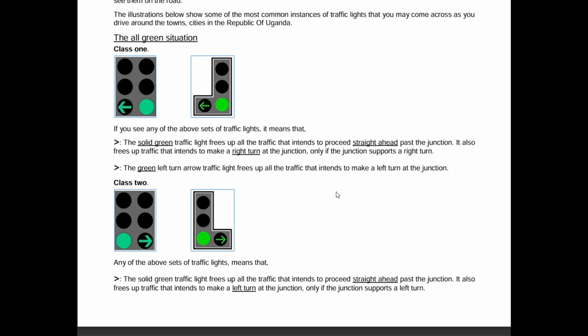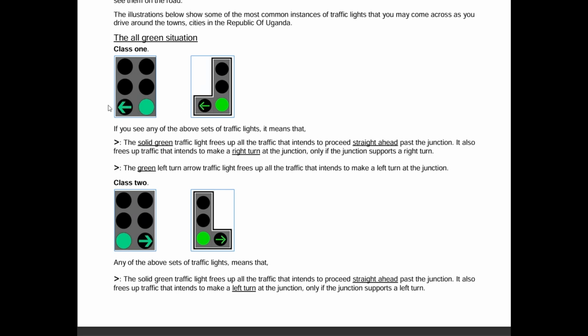Alright, we are now going to start with the all green situation where every motorist is permitted to proceed past the junction. Now we are going to divide the all green situation into two classes. So we are looking at class 1 at the moment. What you see here are the two types of different sets of traffic lights that you may run into when you're driving on Ugandan roads.